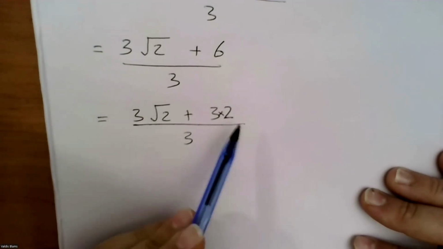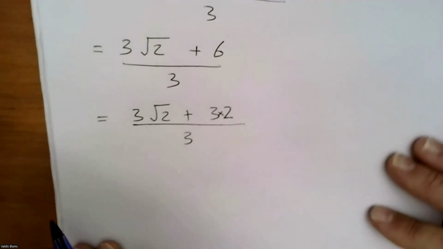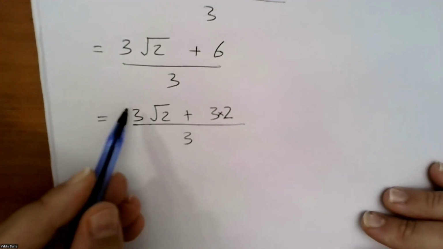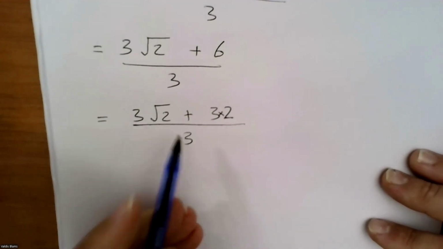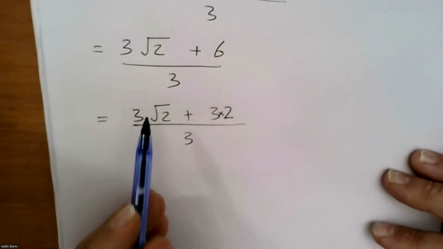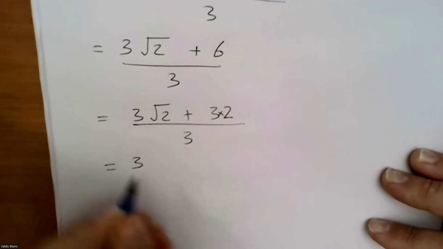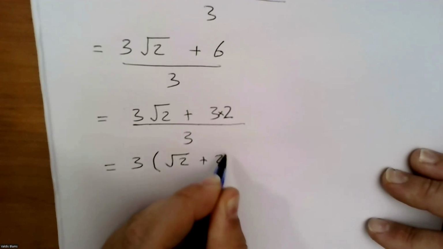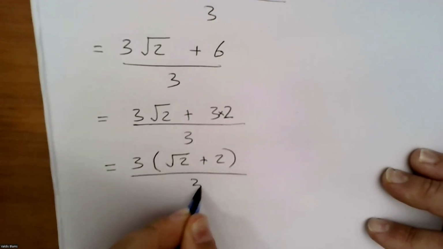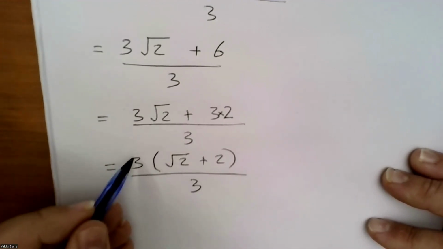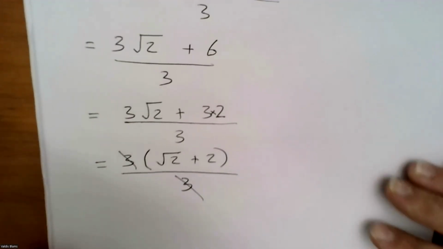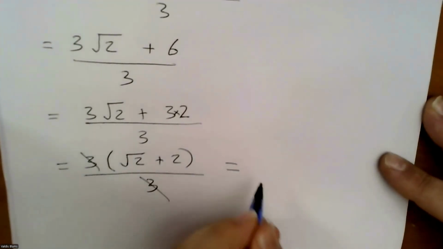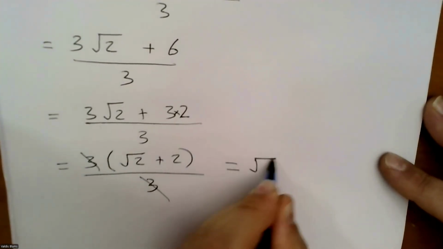Now, when you're simplifying a fraction like this, some of you might think that you just divide one of the 3's out, but you have to divide out a common multiple. So what you're actually doing is factorizing the numerator and then dividing out common multiples. And so your end answer for this question will just be square root 2 plus 2.